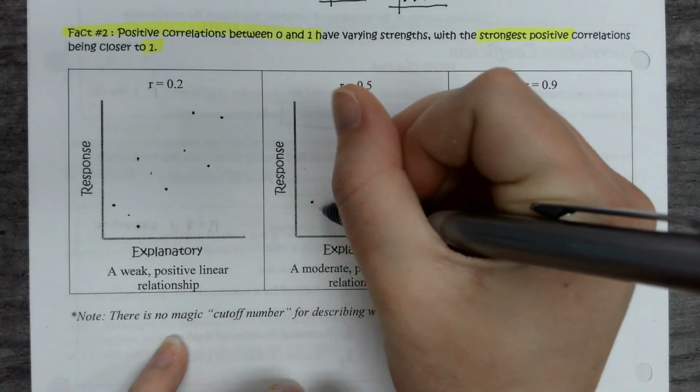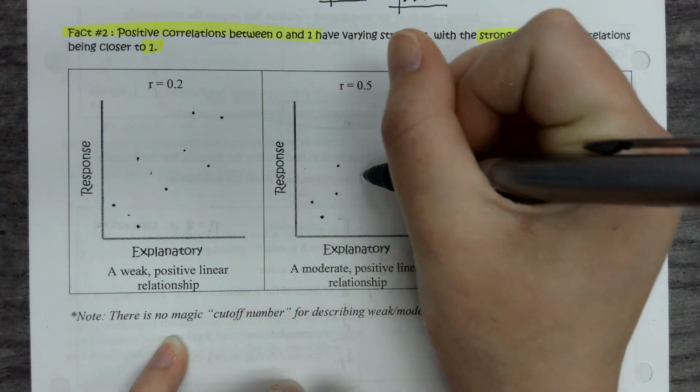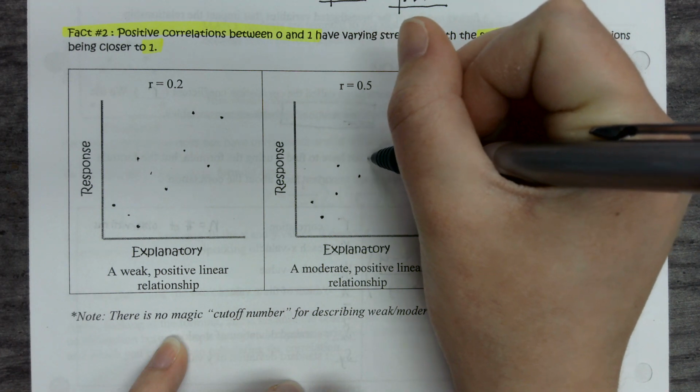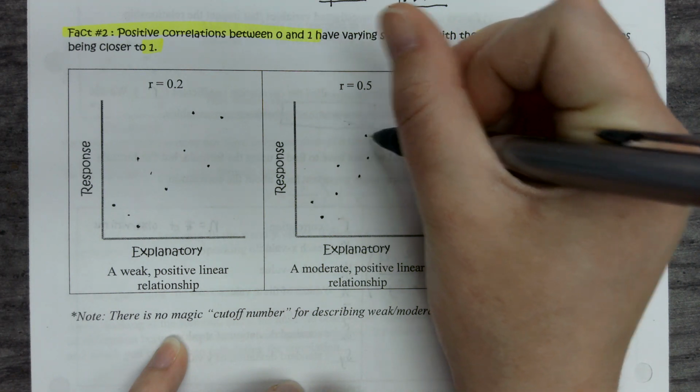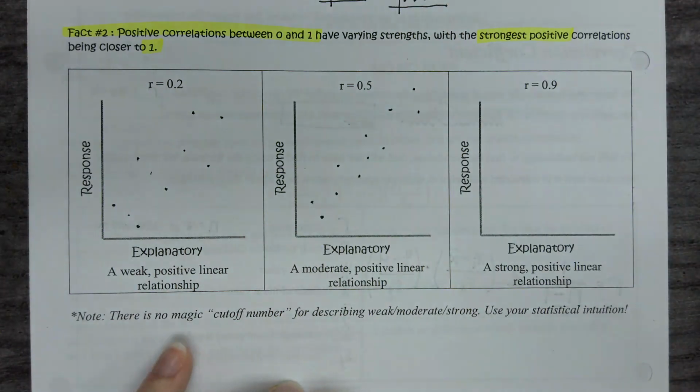So I may have points like this where I have points that are close together and increasing here. I got maybe a point here, and maybe we got a point here and here, here and here, maybe up here. So they're closer together than they are in the 0.2.